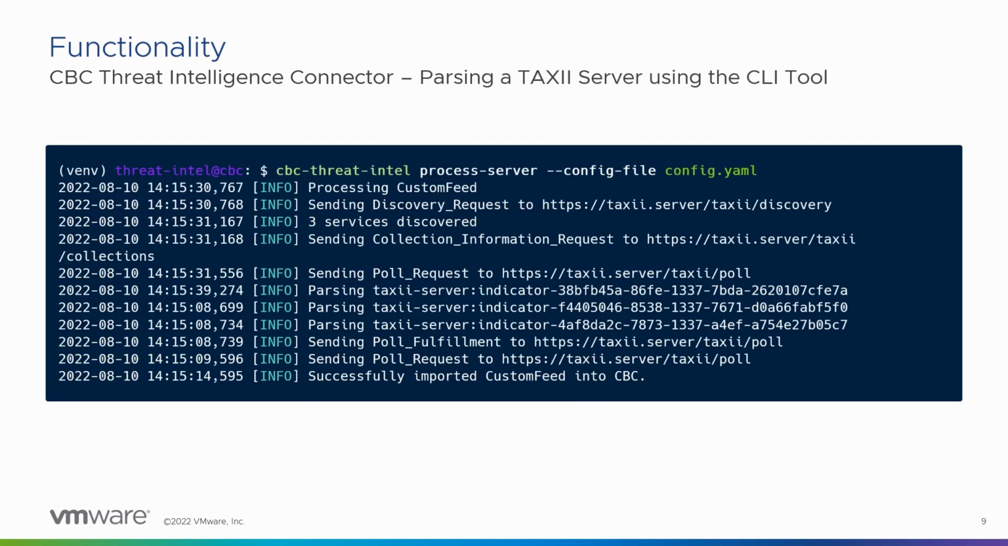And this is how the parsing of a TAXII server looks. We run the process server command with the config file. The config file stores our configuration for the TAXII server. In this case, it is pulling from some TAXII server. It processes the indicators into the feed that you've specified in the config.yaml, and in the end, it prints that it successfully imported the custom feed into the CBC.